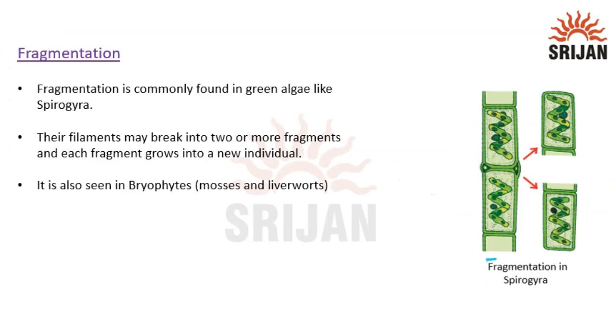Fragmentation. Fragmentation is commonly found in green algae like Spirogyra. What happens in fragmentation is a filament breaks into two or more fragments, and then each of the fragments grows into a new individual. Like in the figure, we can see that there was one whole filament, and it got broken into two fragments, and then these two will grow into new individuals. It is also seen in bryophytes, such as mosses and liverworts.